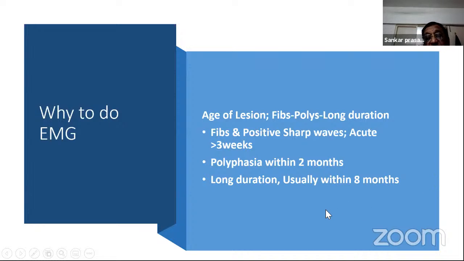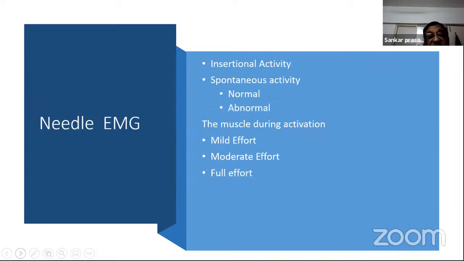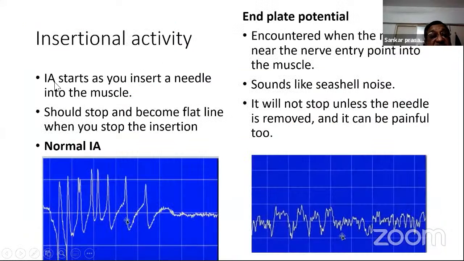So by looking at the motor unit action potential, we have so many things to learn, as well as spontaneous activity. If you see fibrillations and positive sharp waves, that nerve injury would have taken place at least 3 weeks ago, right? Before 2 weeks, nothing is visible. So we look at insertional activity, spontaneous activity, normal, abnormal, mild effort, moderate effort, and full effort, which I have already shown you. Insertional activity starts as you insert a needle into the muscle. It should stop, and it should become flat when you stop the insertion. This is a normal insertional activity.